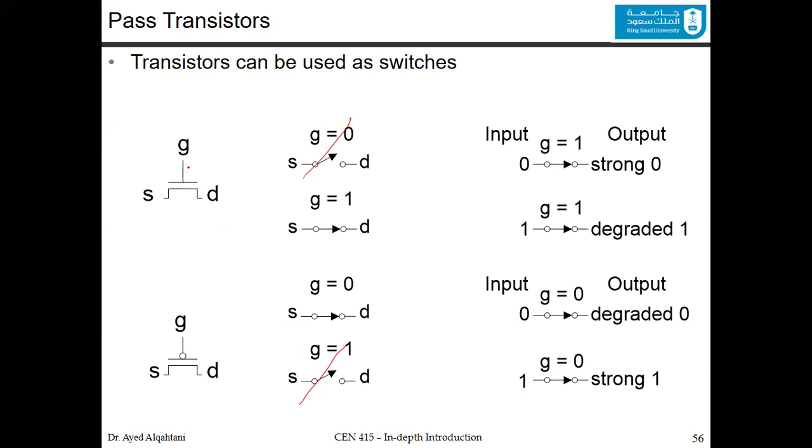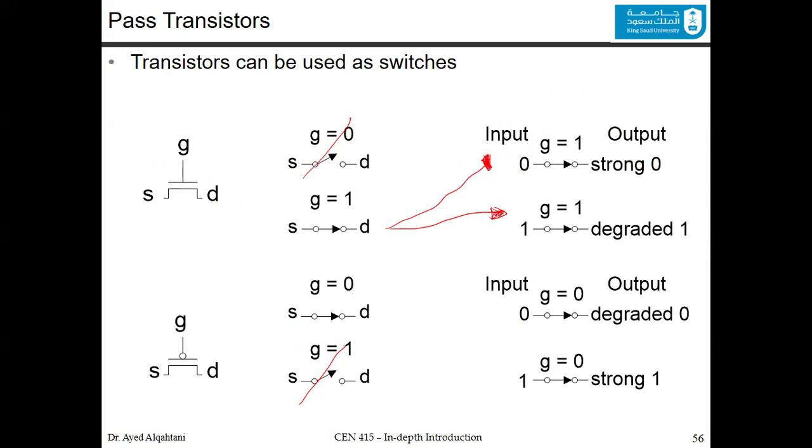Now, if it is on in the NMOS, so the gate is equal to 1, now the source could have any value. We call this the input and the output. So when the gate is equal to 1, which is this case, we have two possibilities. This is the first possibility, and this is the second possibility. The first possibility is when the gate is equal to 1 and the input is 0. Since this is NMOS, remember the inverter, it's connected to the ground. Since the input is 0, the output is a strong 0.